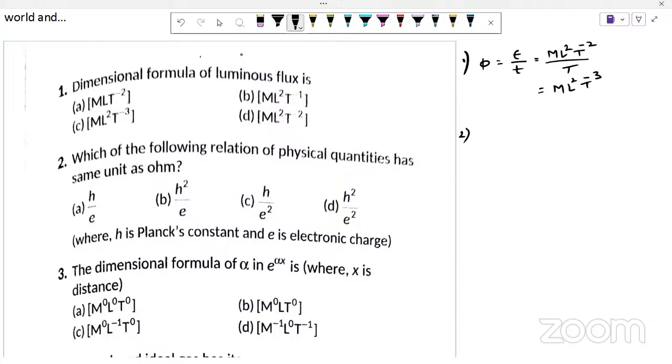Sure. Question number 2. Which of the following relations of a physical quantity has the same units as that of ohm? You know that ohm is a unit of resistance, isn't it? Ohm is the unit of resistance. And to cross check with the given conditions right now, what are the units of the given condition? What is the unit of the ohm? Ohm is the unit for your resistance.